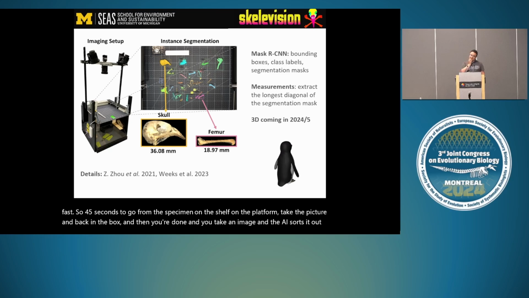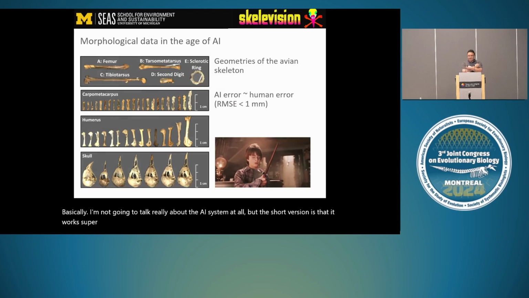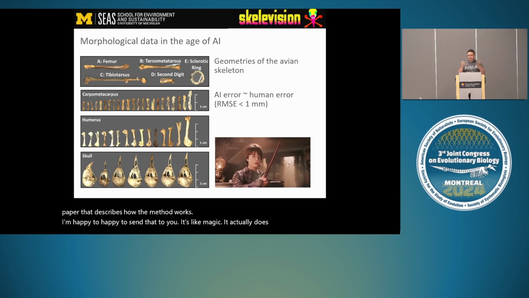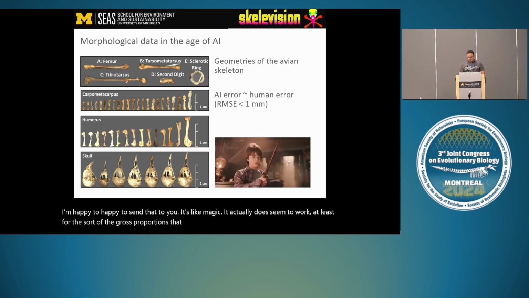I'm not going to talk really about the AI system at all, but the short version is that it works super well. The error is really low, about the same as human error. If you want to read the paper that describes how the method works, I'm happy to send that to you. It's like magic. It actually does seem to work, at least for the gross proportions that we're targeting right now. And I'm just realizing there's no timer on here. Oh, no, there is a timer. Okay, cool.